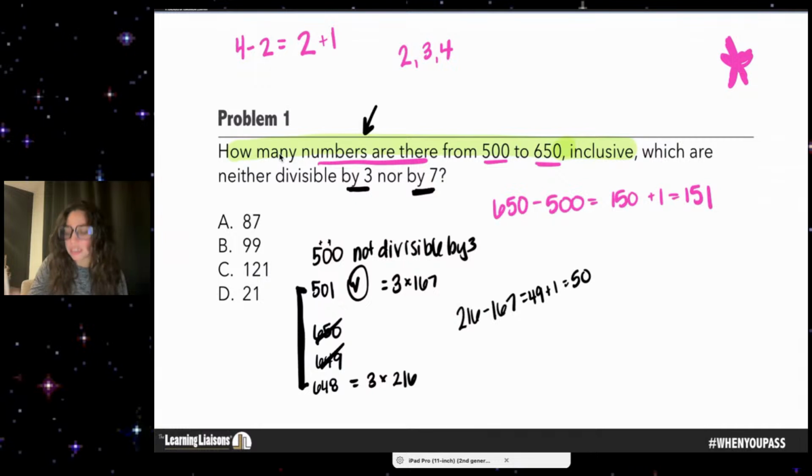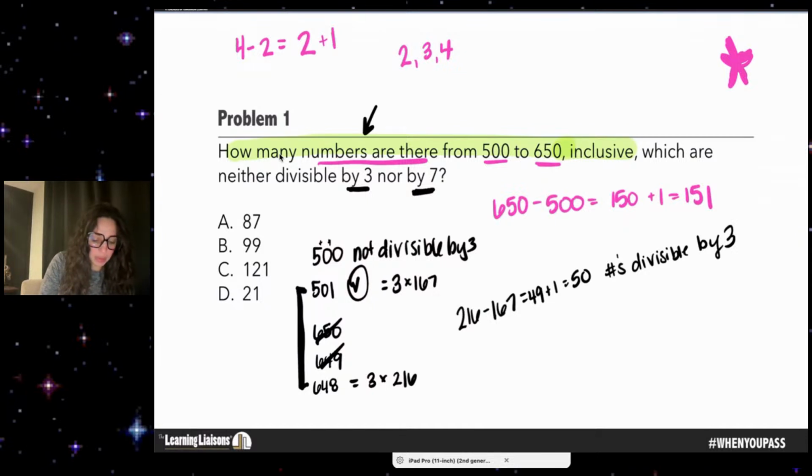So there are 50 numbers between 500 and 650 divisible by 3. Now, I'm going to go through that same process for the number 7. So is 500 divisible by 7? Nope. Is 501 divisible by 7? Nope. Is 502? Nope. Is 503? Nope. Is 504? Yes. 504 is divisible by 7. 7 times 72.